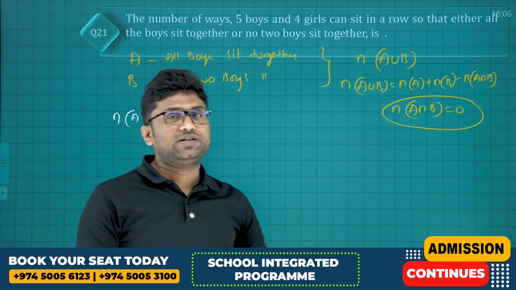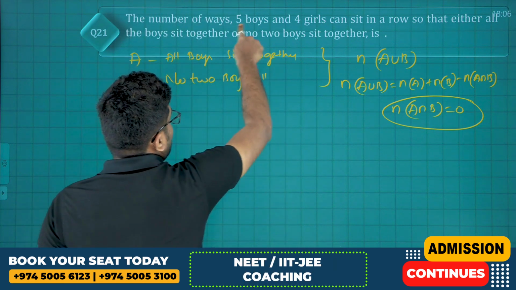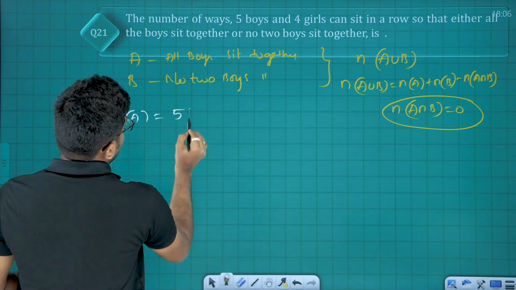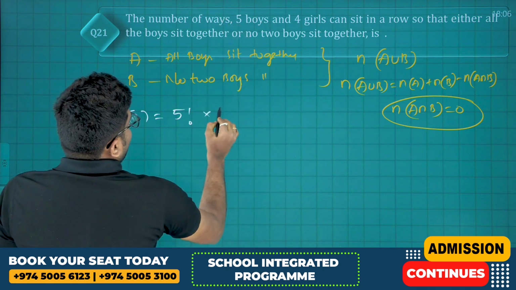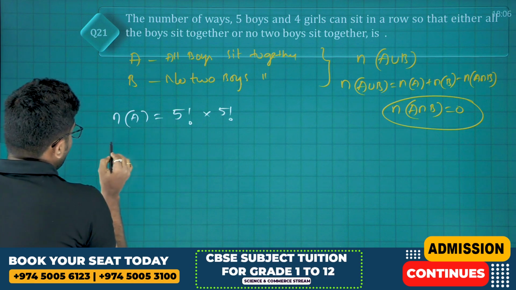When you take all boys sit together, we take all the 5 boys as one single unit. So 1 unit plus 4 girls, 1 plus 4, 5. Now 5 units can be arranged in 5 factorial, and the 5 boys can themselves be arranged in 5 factorial. So n of A is 5 factorial into 5 factorial.